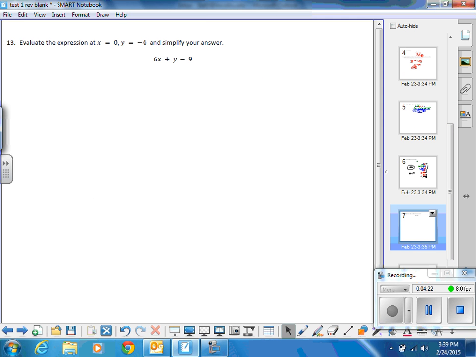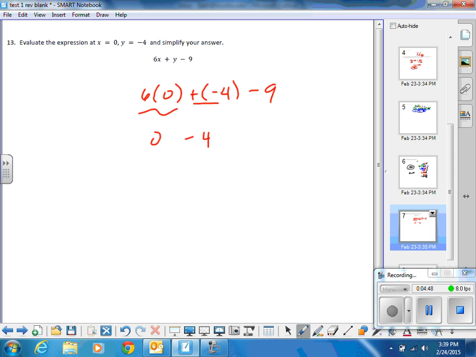Okay, it says, evaluate this expression and simplify your answers. So, I have here, x equals 0, y equals -4, so 6 times 0, I'm just plugging them in for the variables, plus -4, oops, I wrote an equal sign, I meant a minus, -9. Okay, 6 times 0 is 0, and then plus and the minus, this makes this -4. -9. So really, I'm just doing -4 minus 9. With two negatives, you are going to add them. So this is going to give me 13 for my final answer here. Okay. So for the next problem.